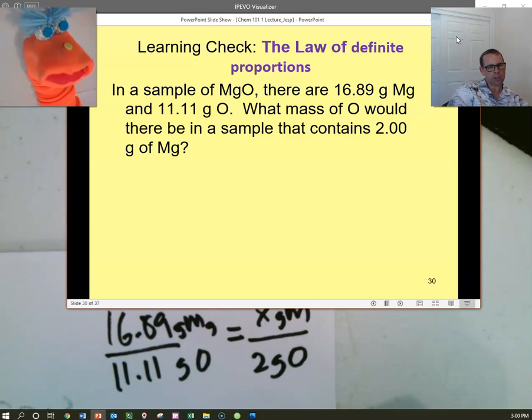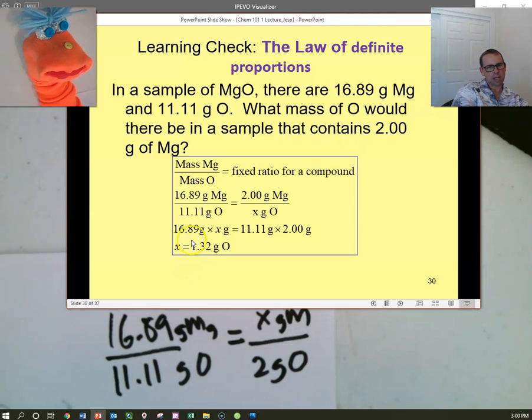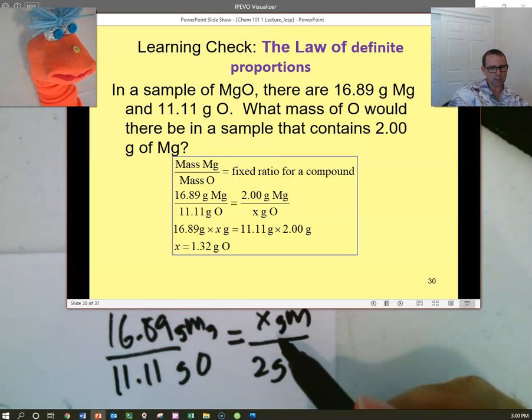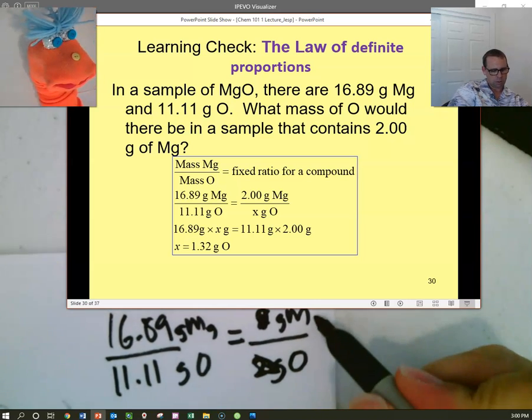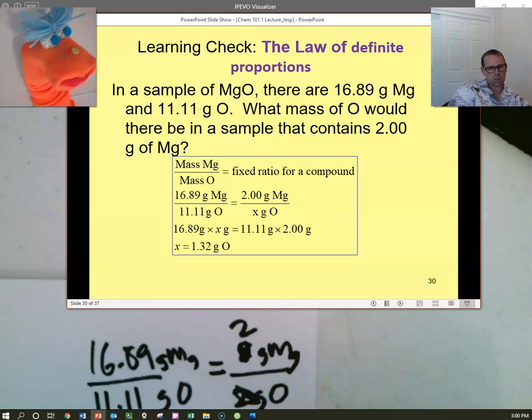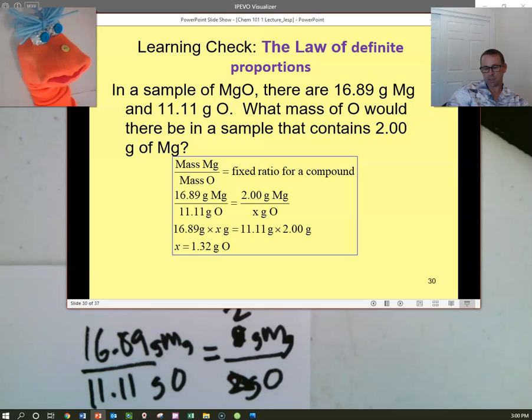Multiply 16.89 times 2 and then divide by 11. That's right. 16.89 times 2. Oh no, wait, I did that wrong, didn't I? We didn't know the grams of oxygen. It said we had 2 grams of magnesium. Oh, yeah. So you just take the 2 times 11.11 divided by the 16.89. That's right. Very good. And that tells us the answer would be the resulting grams of oxygen.